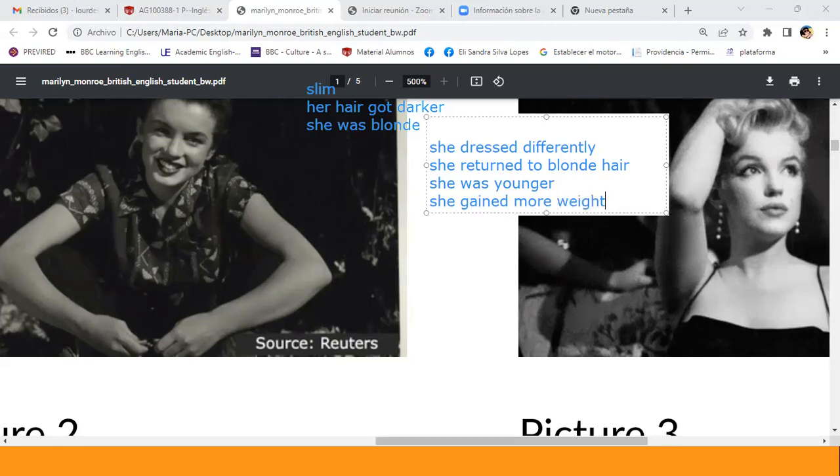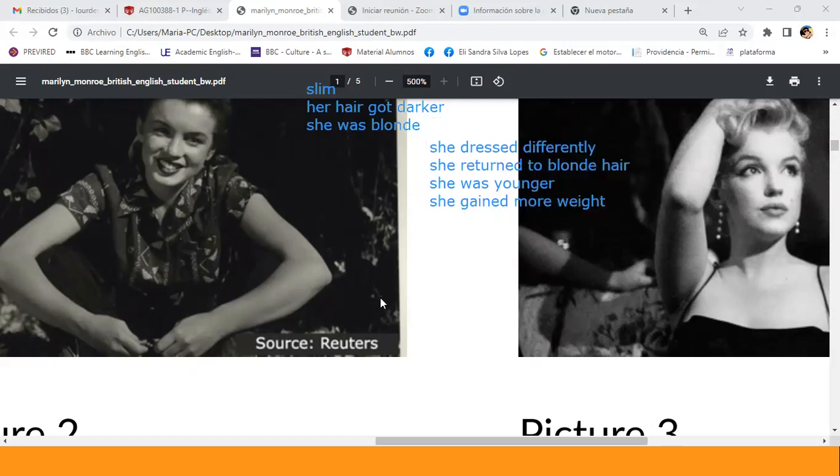I mean, Marilyn Monroe nowadays would be overweight, I think, in relation to the beauty models of this time. I mean, yeah. Okay. Well, let's see.